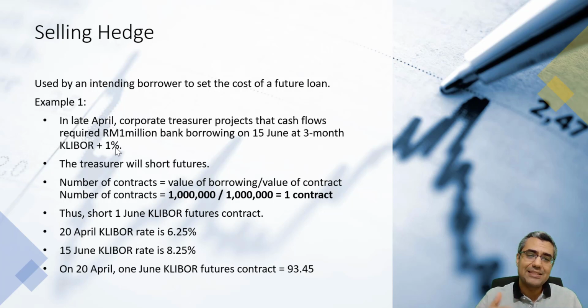So we will borrow at the 3-month KLIBOR rate plus 1%, based on the 15th of June rate. If the KLIBOR rate on 15th of June goes up, the corporate treasurer has to borrow at a higher cost, right? So the concern for the corporate treasurer is if interest rate goes up. This means the concern is if the underlying asset, the debt instrument price, goes down.